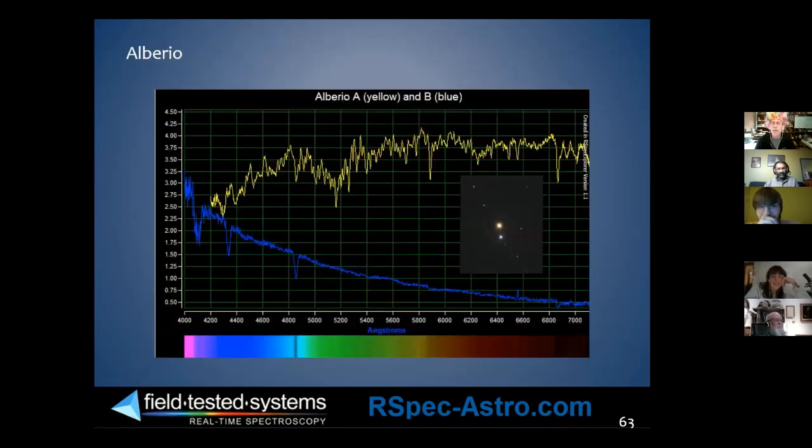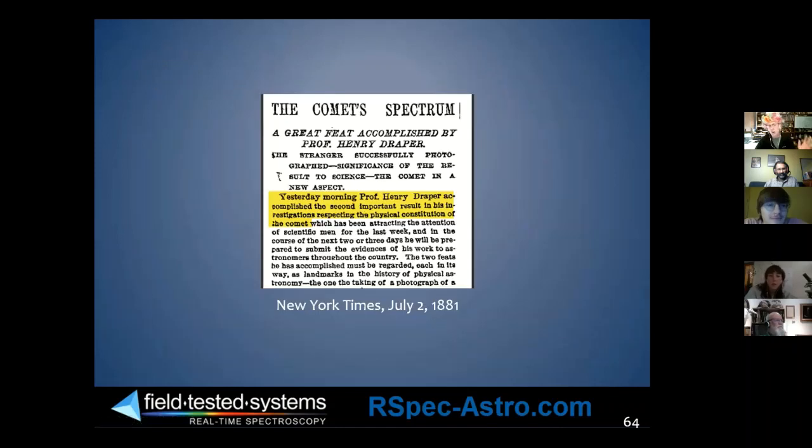So here's our beloved Albireo that we heard about a little earlier. And you can see that Albireo B happens to be blue, so more of the temperature and energy is down here in the blue end of the spectrum. And Albireo A is over here with more energy to the right in the cooler yellow-red. I'd sort of hoped that this would have been more pronounced, but nature didn't cooperate. So Henry Draper in 1881 imaged a comet.